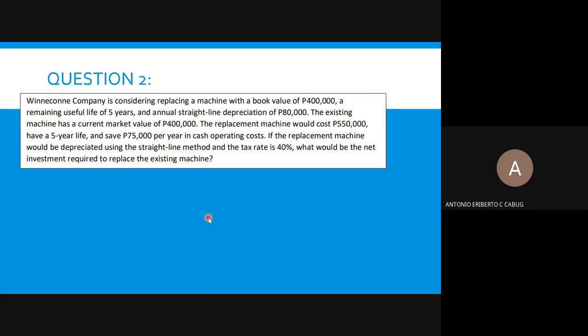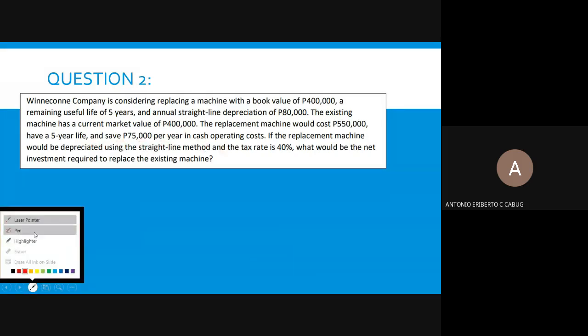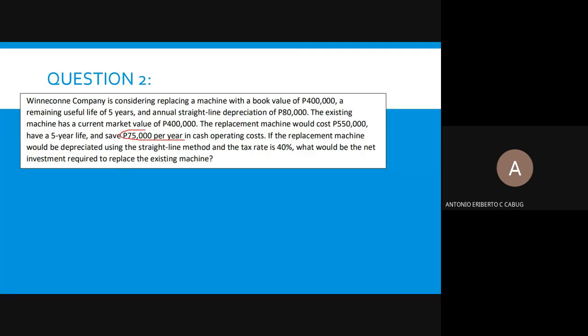Question number two, Wincone Company. Please enter your answers. Wincone Company is considering replacing a machine with a book value of 400,000, remaining useful life of 5 years, and annual straight line depreciation of 80,000 pesos. The existing machine has a current market value of 400,000 pesos. The replacement machine would cost 550,000 pesos and have a 5-year life. It would save 75,000 per year in cash operating costs.